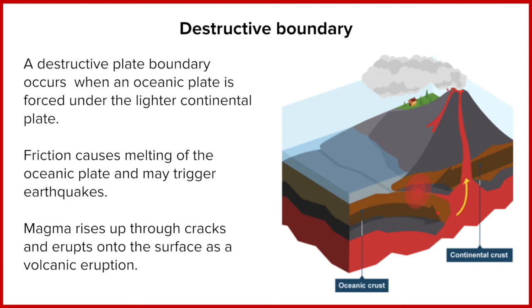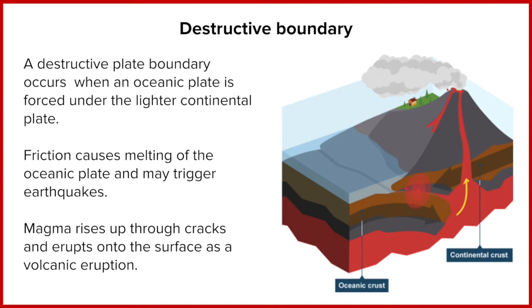We call this process subduction when the plate sinks. And the continental plate, being lighter, rides over the top. At the point where these 2 start to subduct, which is indicated by these red circles, we get an intense point of friction. The movement between these 2 plates is not smooth.